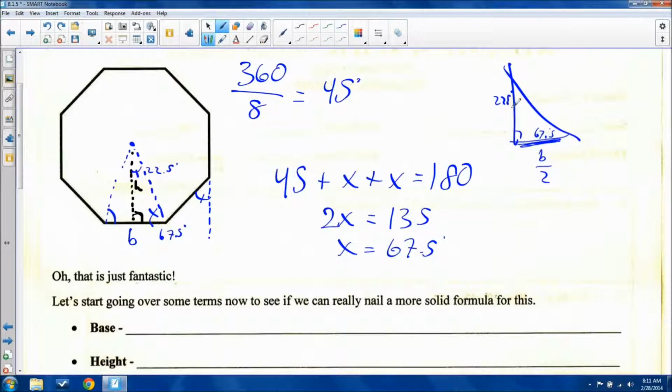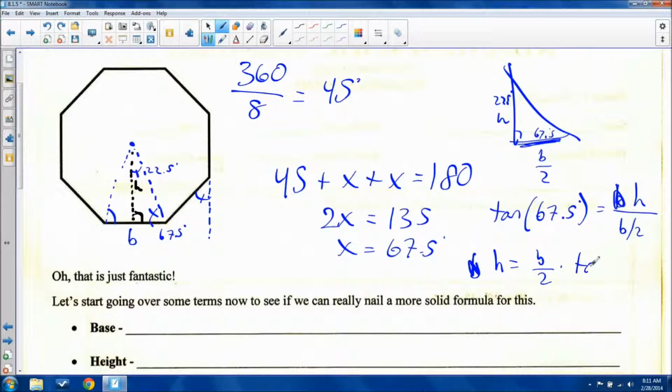Okay, here's what I'm going to do. I'm going to try and find this h. Let's call it h right now. Let's use the tangent function. Let's say the tangent of 67.5 degrees is h over b over 2. I'll just keep that in the denominator. I'm going to multiply this over. So h equals b over 2 times the tangent of 67.5.